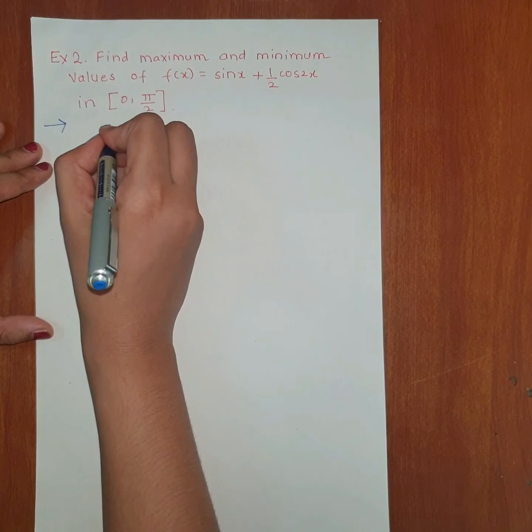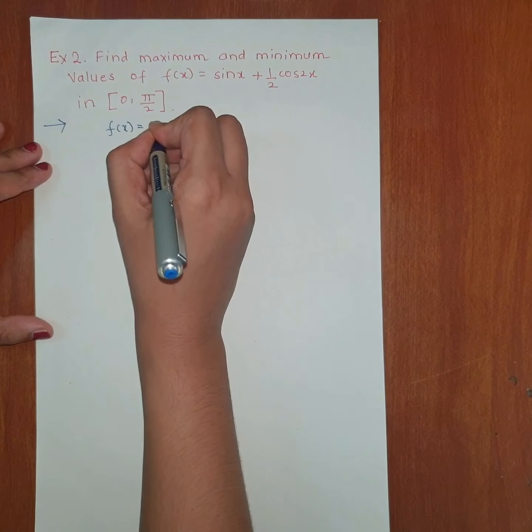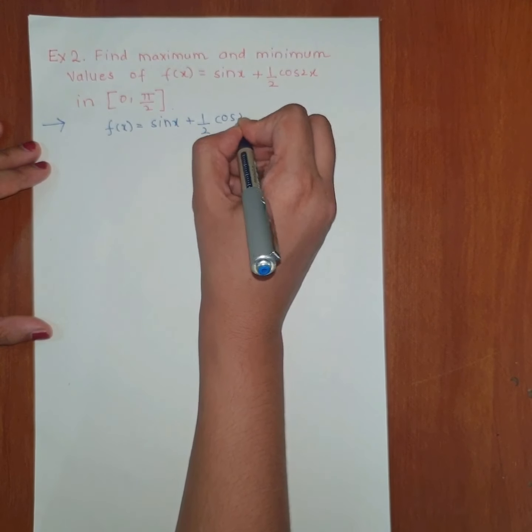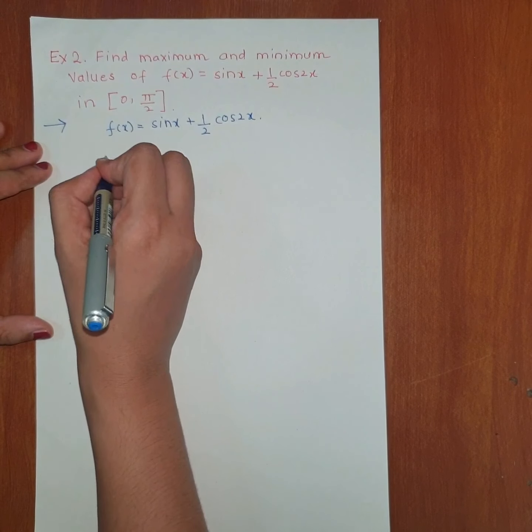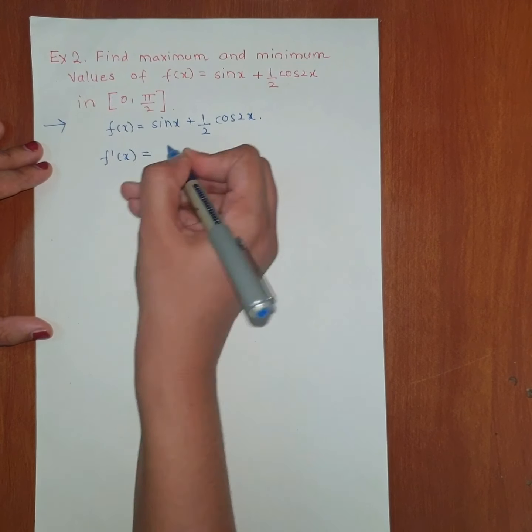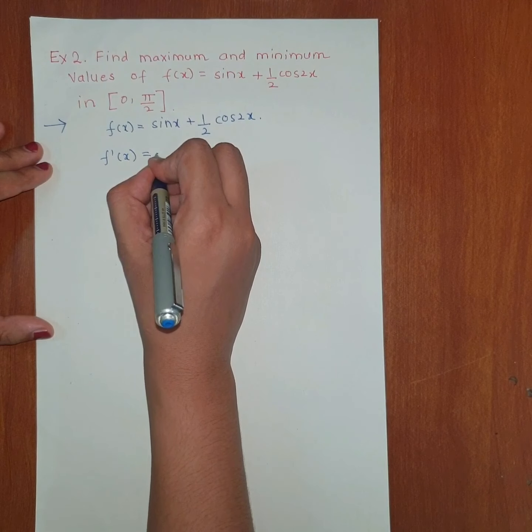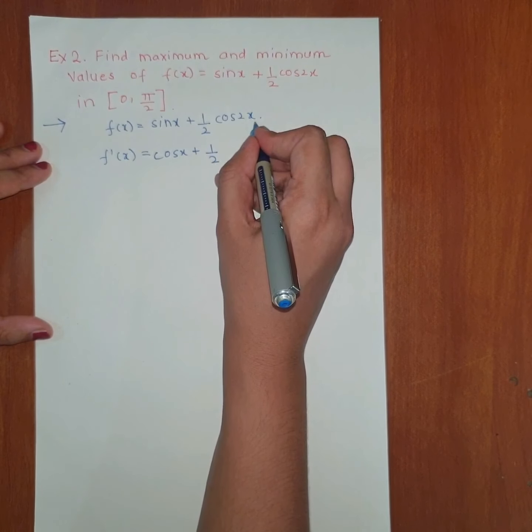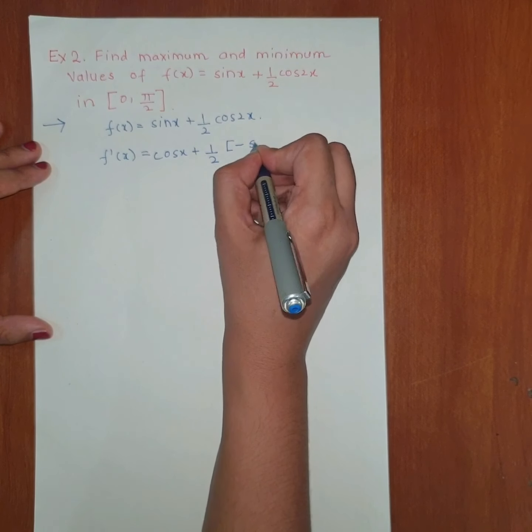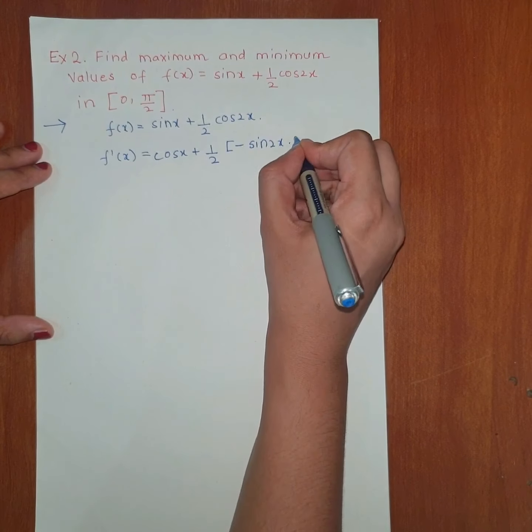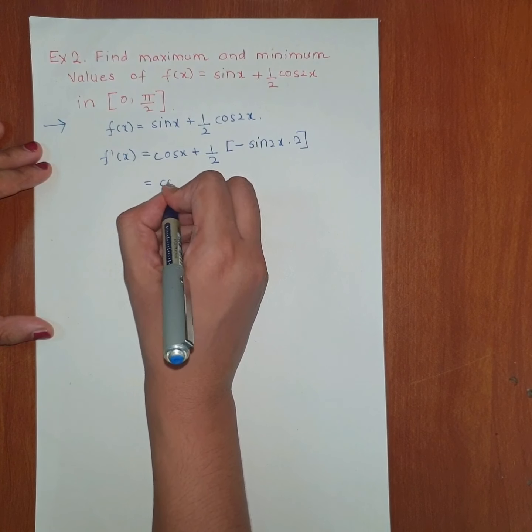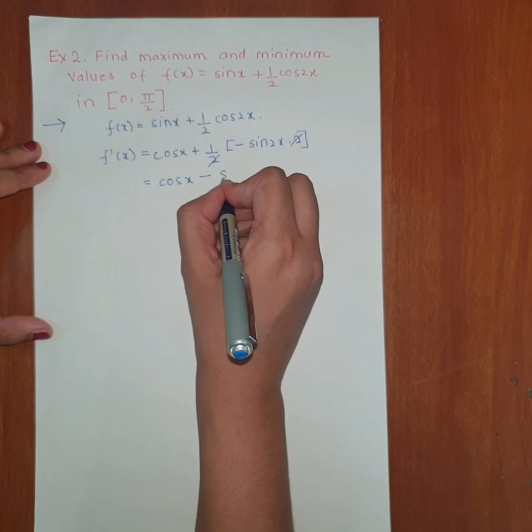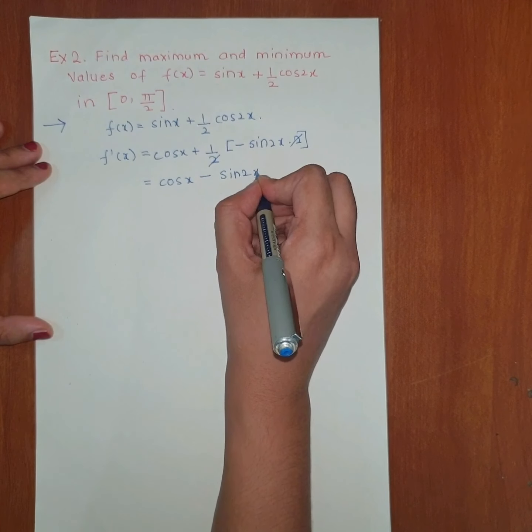Now our next example is f of x is equal to sin x plus 1 by 2 cos 2x. Now what we do, we take the first derivative of f of x. Derivative of sin x is cos x plus 1 by 2. The derivative of cos 2x is minus sin 2x into 2. So we just simplify it, the 2 and 2 get cancelled, giving minus sin 2x.